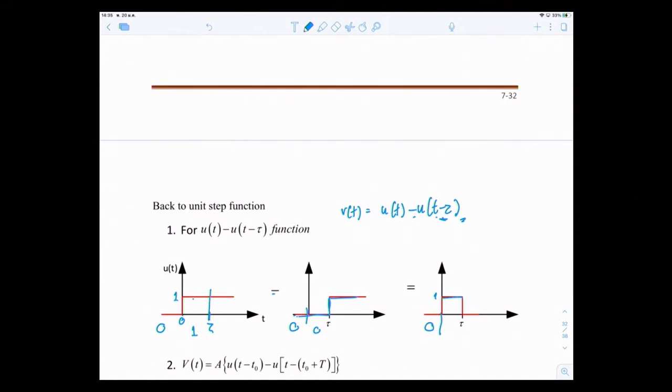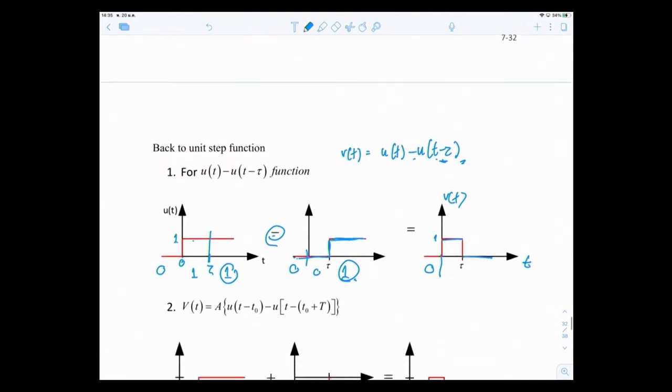And then greater than tau, the value of U of t is 1, and U of t minus tau is also 1. Greater than tau, this function is also 1. So 1 minus 1 equals 0, so it goes back to 0. So therefore, this function V of t is that, for t less than 0, the value is 0. Then at t equal to 0, it goes up to 1, stays there until time tau, then turns off again to V equal to 0. This is t. Okay, so this is the way it is.